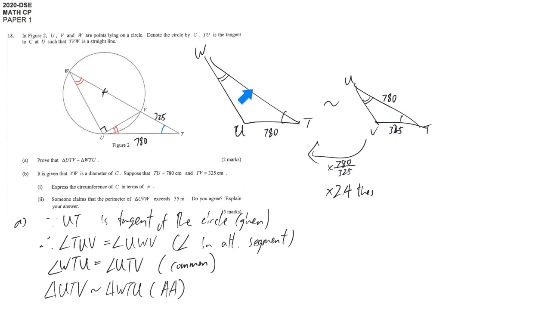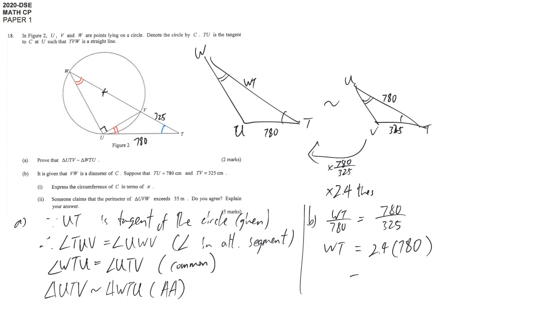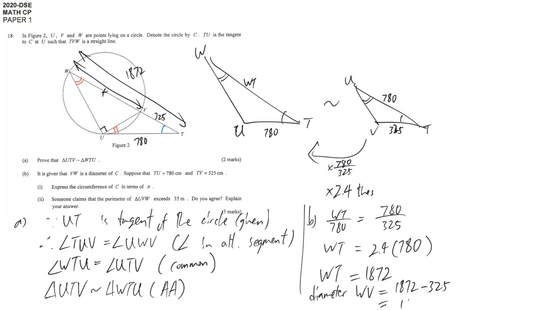This to this is equal to this, so we write down WT here. WT to this length, 780, should equal 780 to 325. So part B, WT divided by 780 equals 780 divided by 325. Or more common sense, that means 2.4 times the length that we measured just now. This length times 2.4, so straightforward, is 1872. So the total length here is 1872. That means WV alone, the diameter, WV is equal to 1872 minus 325, 1547.